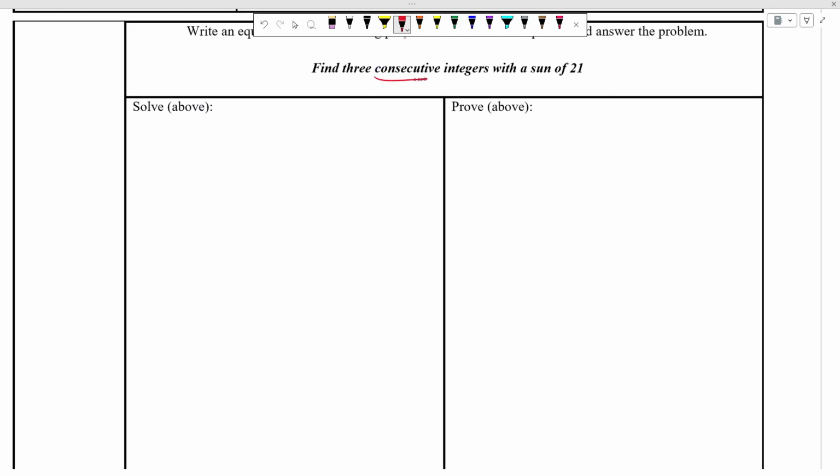All right. Three consecutive. So standard consecutive: n and n plus 1 and n plus 2. And actually, you know what? Equals 21. That is the equation right there. I know it's misspelled here. Sorry. That is the equation. So let's go ahead and put it together. So n plus n plus 1 plus n plus 2 equals 21.